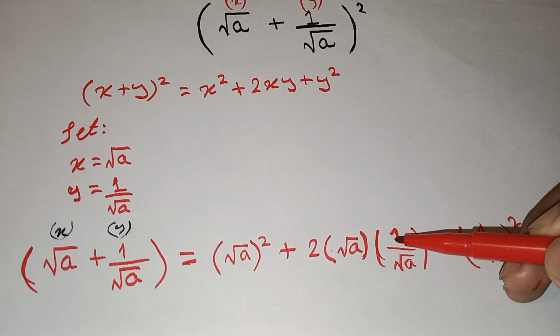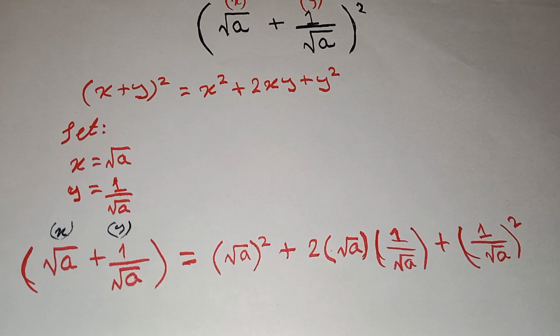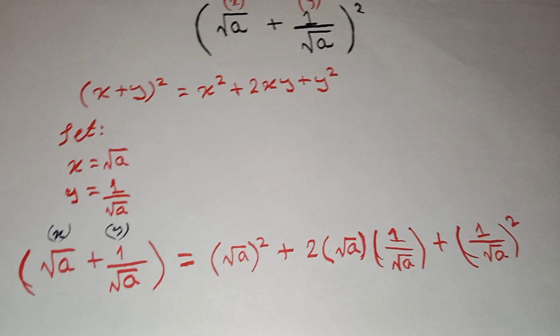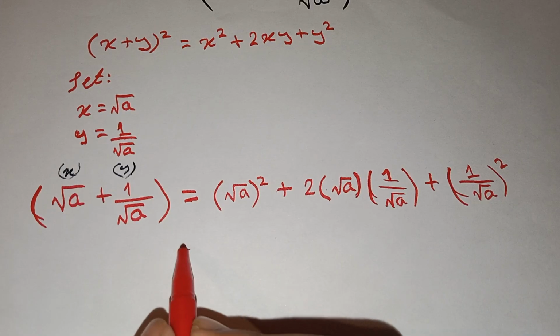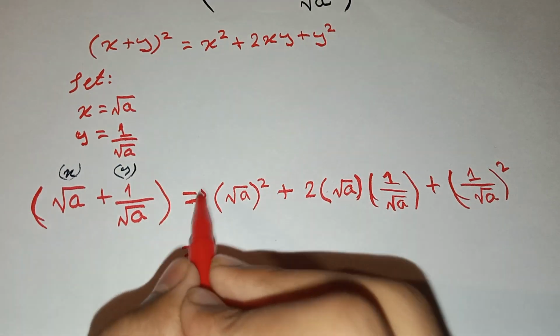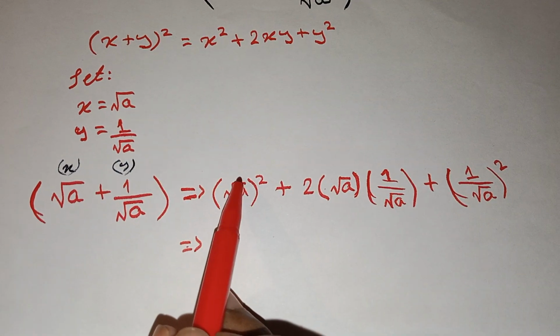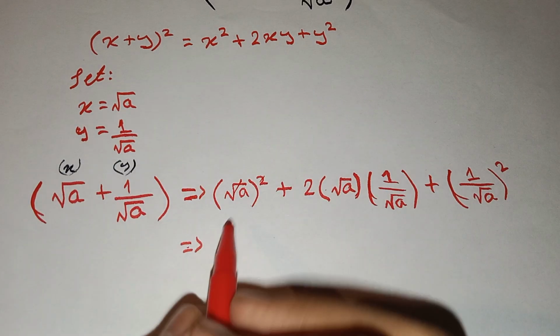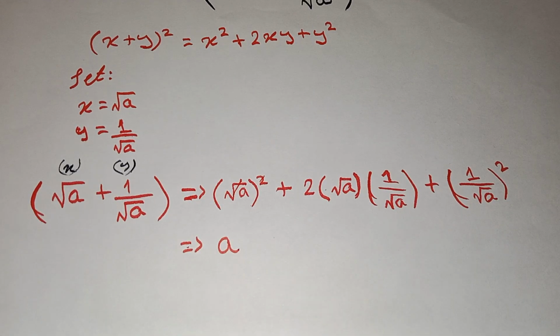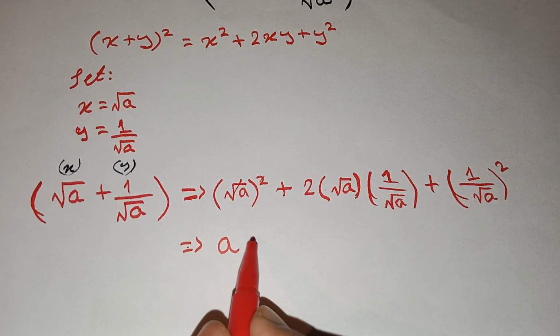Now we will expand it and simplify it further. Simply, this square will be cut off with the square root. So the square root will be cancelled, and a will be there alone, then plus.